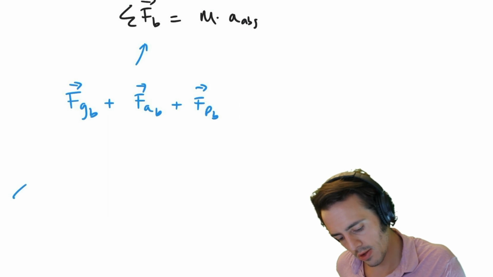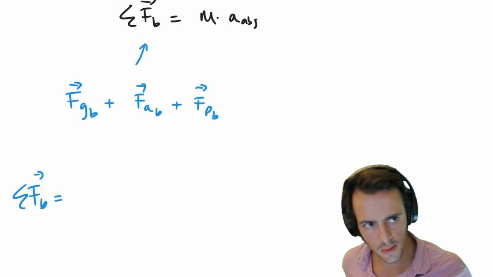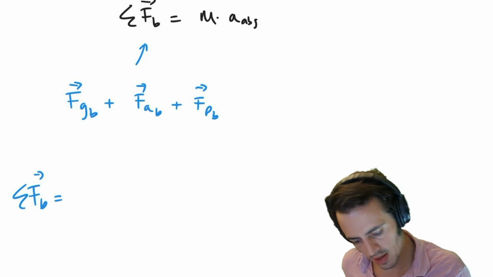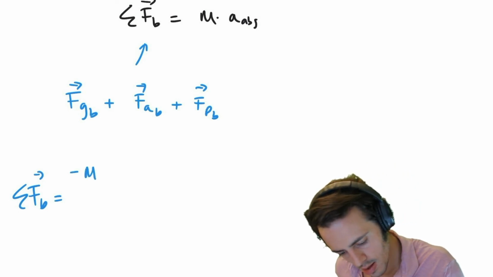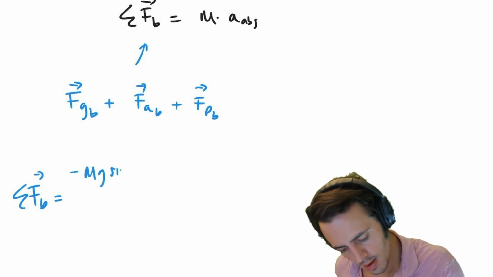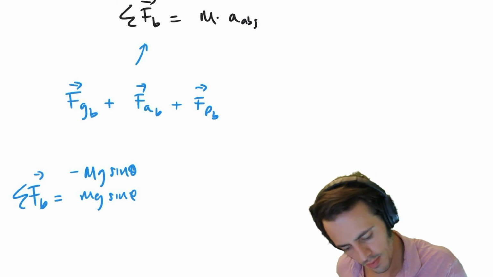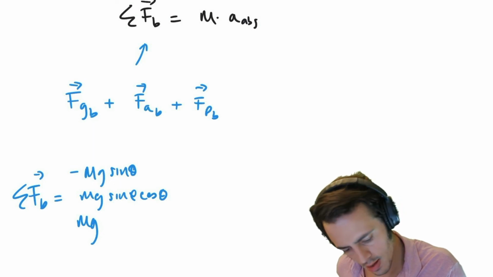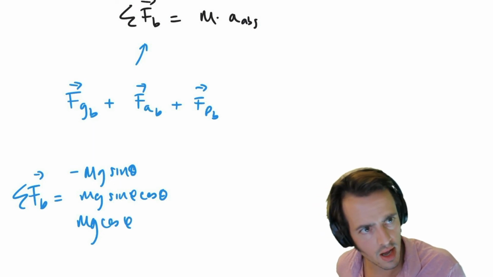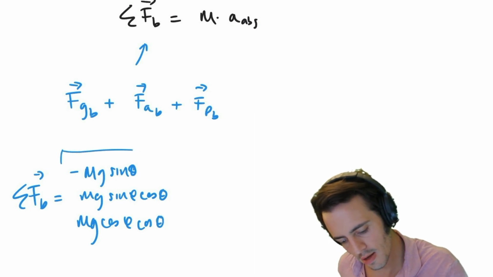So this is now going to be the sum of forces in body axes, and if we take all the components that we had before, the first one is the gravitational force. So that's just going to be minus mg sine theta, mg sine phi cosine theta, mg cosine phi cosine theta. Okay, so that's our gravitational.